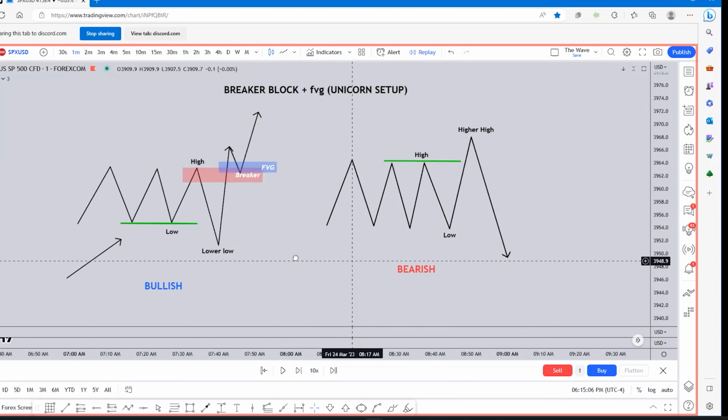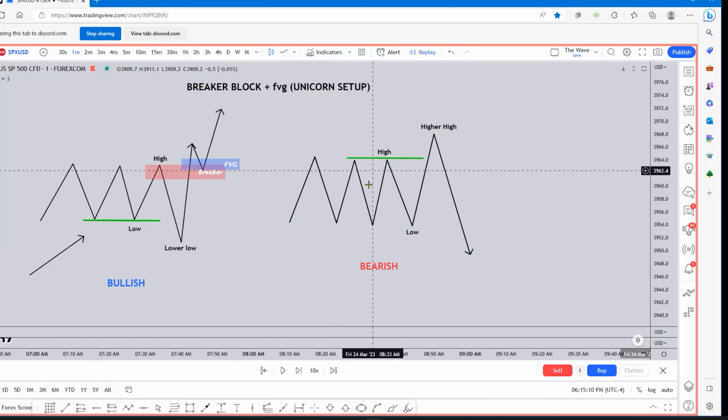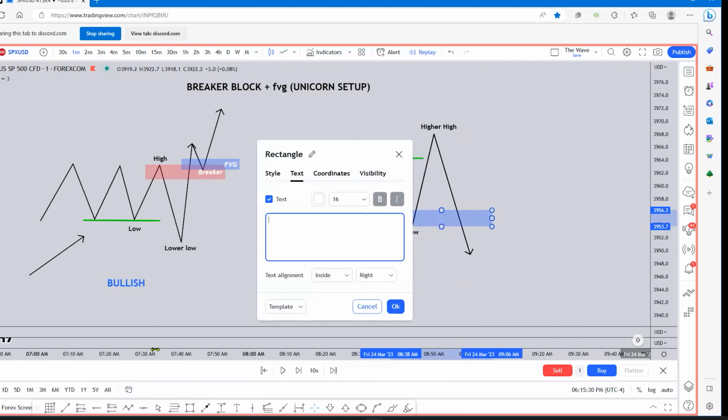Okay. So the opposite would be, excuse me, it is the low right before it took out liquidity. So you have a high, a low, higher high. So then this low before we took out liquidity would be your bearish breaker.